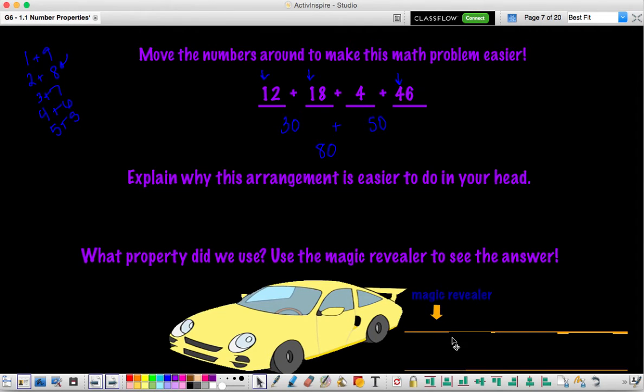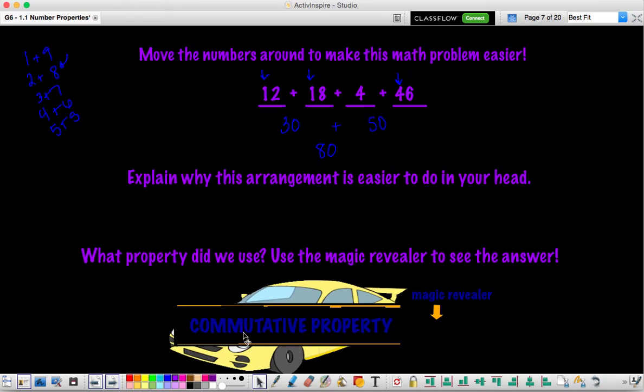Right? And again, what allows us to do this? That commutative property that lets us move numbers around.